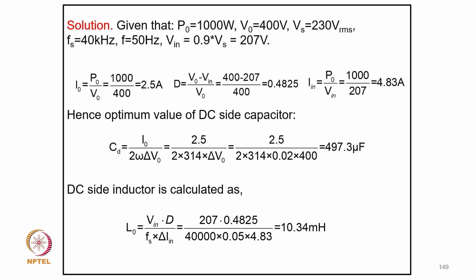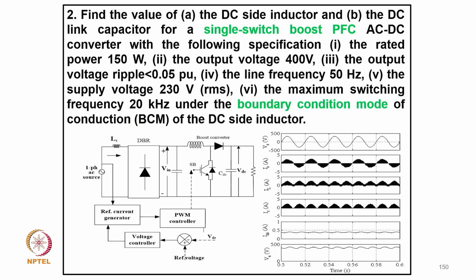The duty cycle we can calculate as Vo minus Vin divided by Vo, and then Iin we can get from power invariance, 1000 divided by 275.83. So the optimum value of the DC capacitor comes from Cd equals Io over 2 omega delta V. It comes to 497.2 microfarad, and the DC side inductor is calculated as Ld equal to Vd upon Fs delta I. So it comes to 10.34 millihenry.